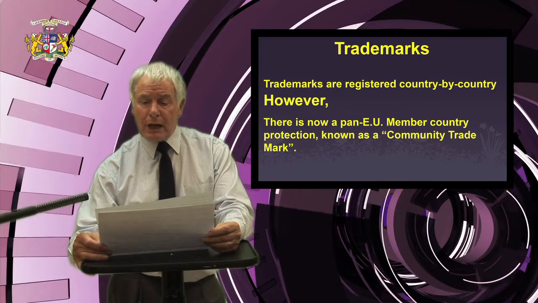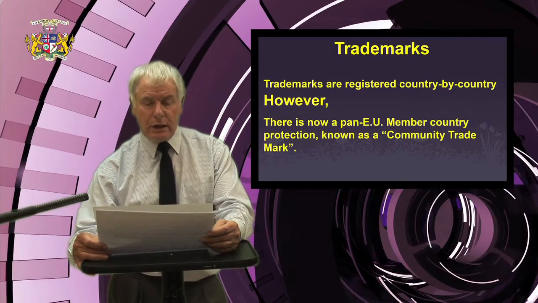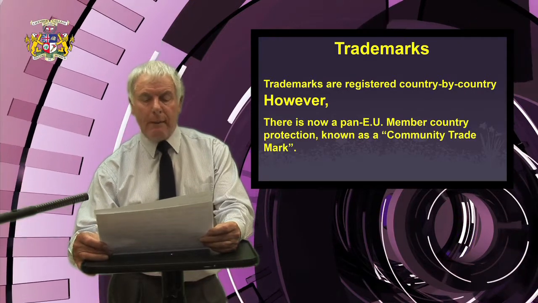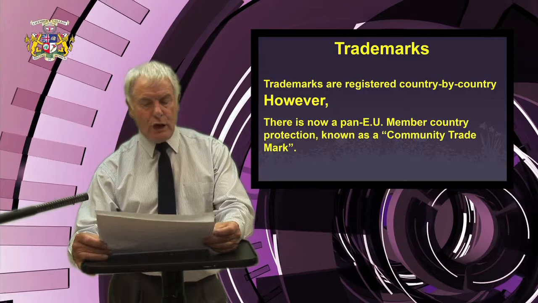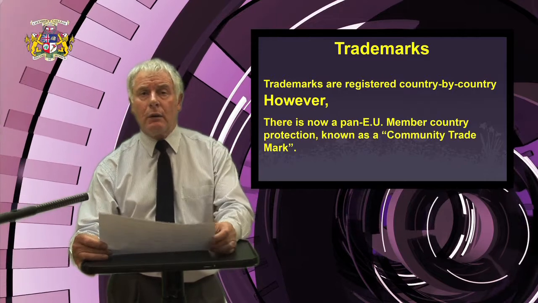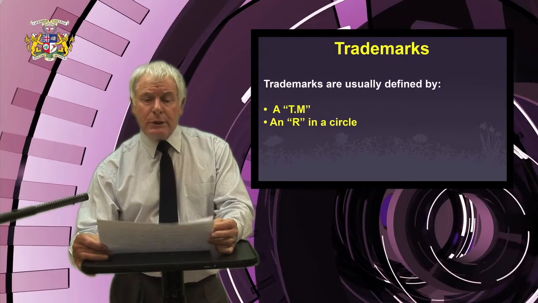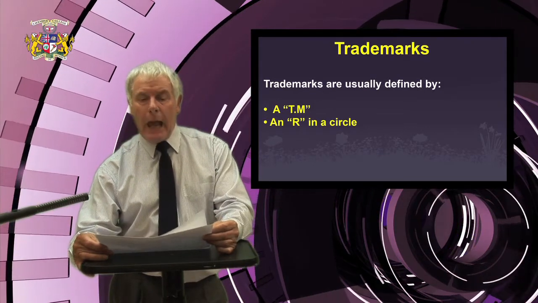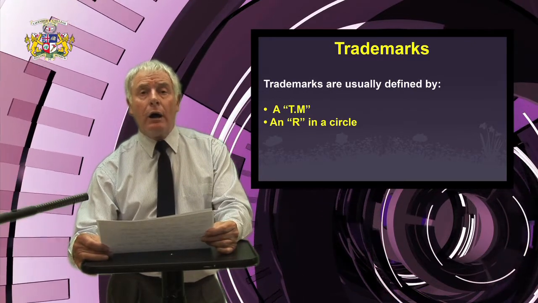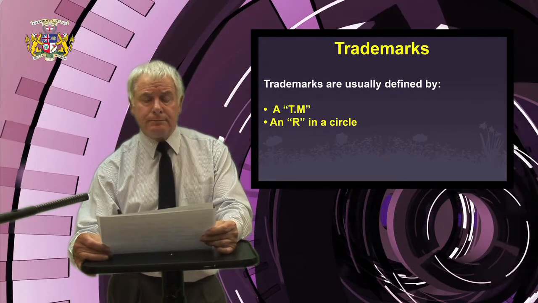Trademarks need to be registered by country. They're registered on a country-by-country basis, separately and individually. However, there is now a pan-European Union member country protection known as a community trademark. So within the EU you can have one trademark protection across all member countries. The trademarks are normally defined by use of the letters TM after the name, or the letter R in a circle after the name of the branded product.